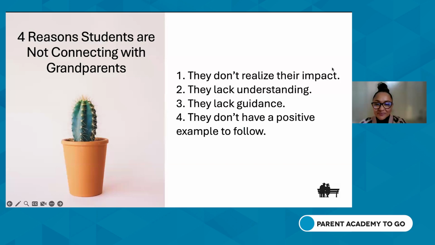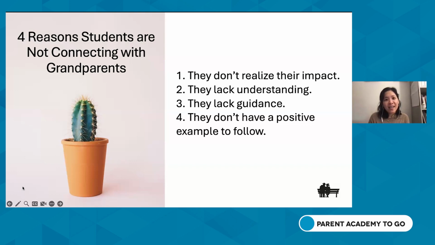Okay, let's just reiterate 4 reasons why your kids may not be connecting with their grandparents. Number 1, they don't realize the impact they have. They don't realize that they have this supernatural ability to bless the older person in their life through very simple gestures. Number 2, they lack understanding. They don't really understand what's going on. They haven't been given a time or a place to even ask questions. Sometimes we're too busy and we forget to do that.